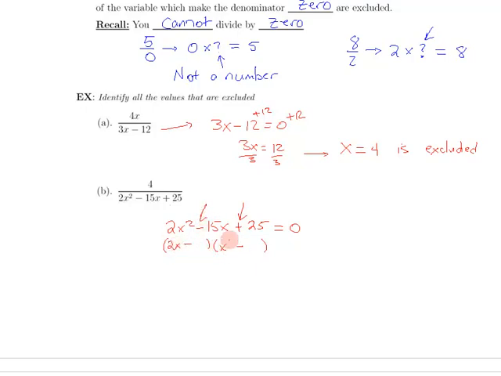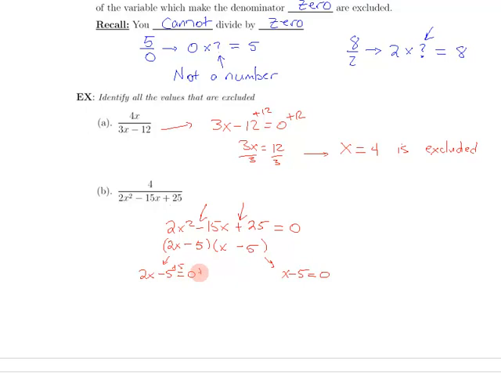That's the only thing that multiplies together to give me x squared. And then for the last terms, we can do 1 and 25. I think 5 and 5 work the best, right? Because then the outside is minus 10, and the inside is minus 5. That's minus 15. So that's good. Set each one in. So I set each one here equal to 0. 2x minus 5 equals 0, and x minus 5 equals 0.